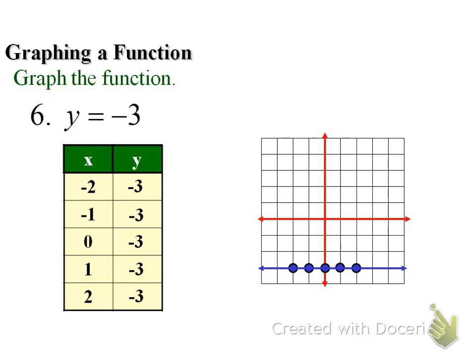Again, students sometimes struggle graphing these. The table's the easiest way to do it. You can see that all the y values are negative 3. So it's going to be a horizontal line at negative 3. What are your questions?